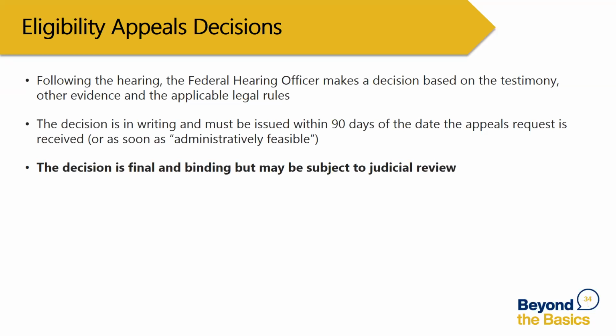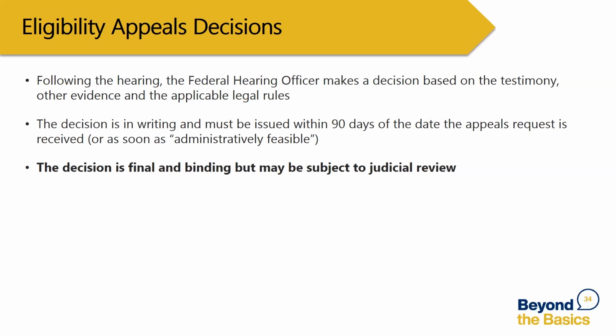So after we go through either the informal or the formal hearing, the federal hearing officer is going to make a decision based on the testimony, evidence, and the applicable legal rules. This decision is in writing, and it should be issued within 90 days or as soon as administratively feasible. So this is why you start seeing this process can take a while. First, a consumer has 90 days from getting the final decision to file an appeal. Then it takes time to have that first level hearing, then a second level hearing, and then 90 days after the second hearing, at least until a final appeals decision is made.